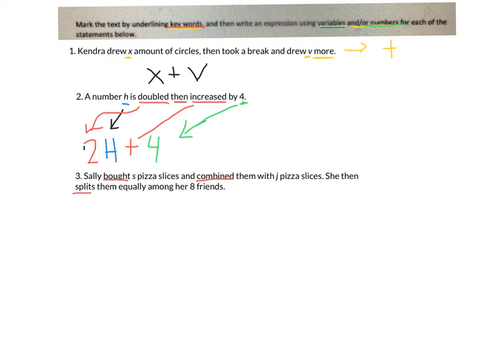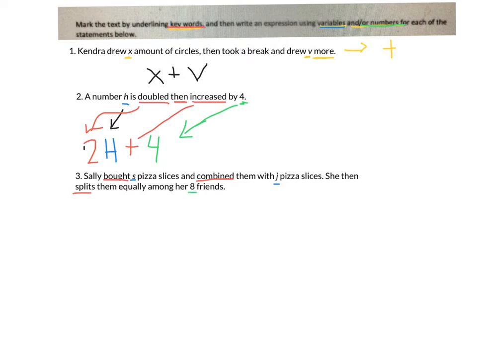Let's see what sort of variables we have in here. So we have S, which equals the amount of pizza she bought, and then J, which is the amount that she combined with the pizzas that she bought. And we have no more variables here, but we do have some numbers. So she splits them among 8 friends.